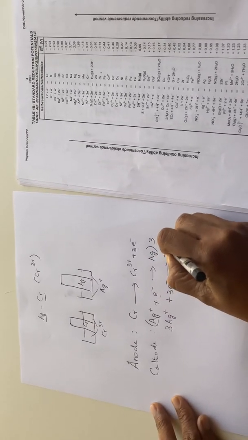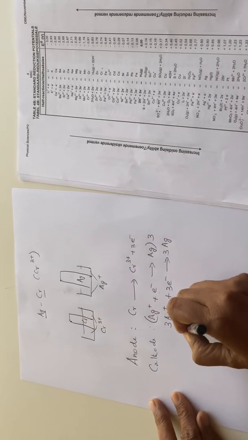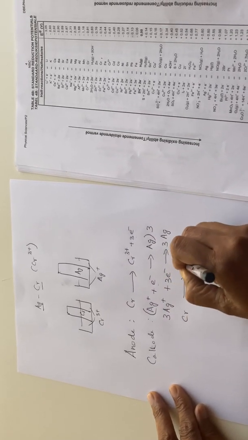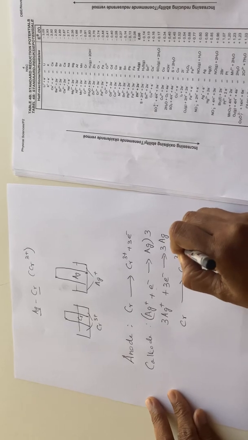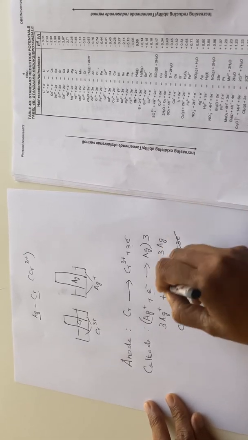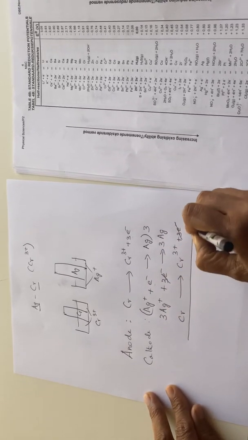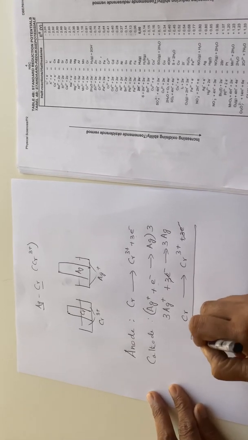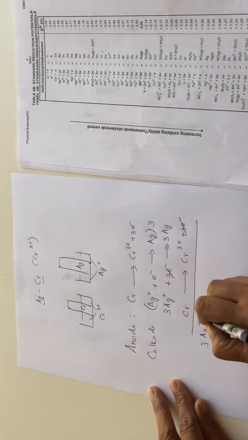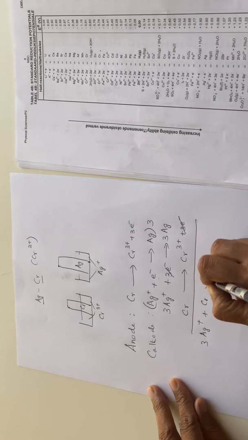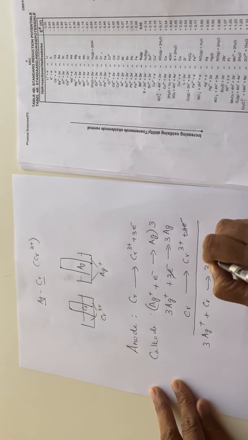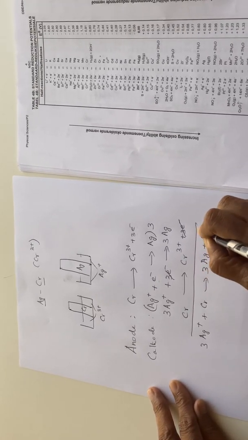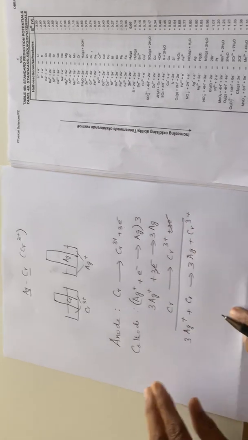Let's also write down the equation for the anode here. Cr gives Cr3+ plus 3 electrons. Cancel the electrons when you are adding. So you are going to have on the left 3 Ag+ plus Cr gives 3 Ag plus Cr3+. You must understand this equation.